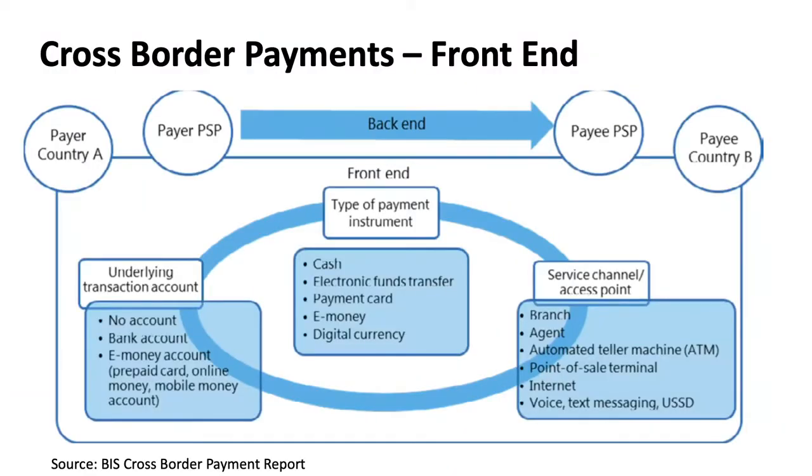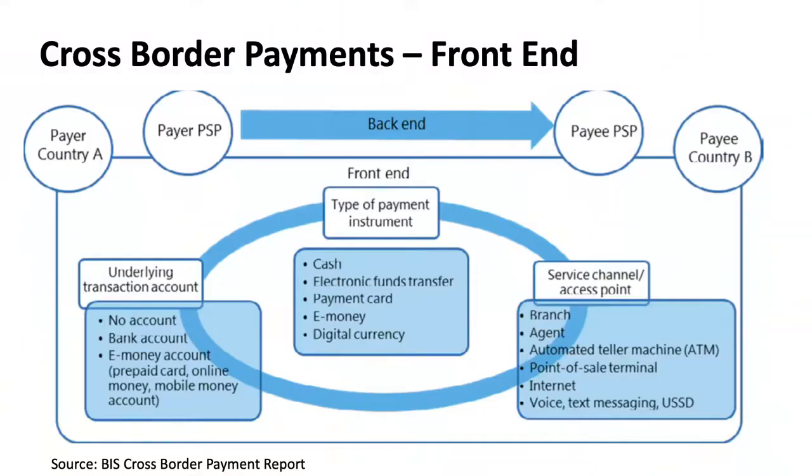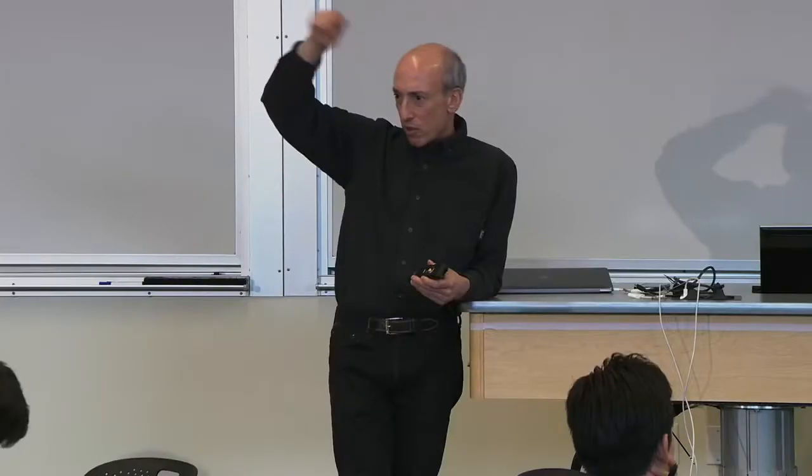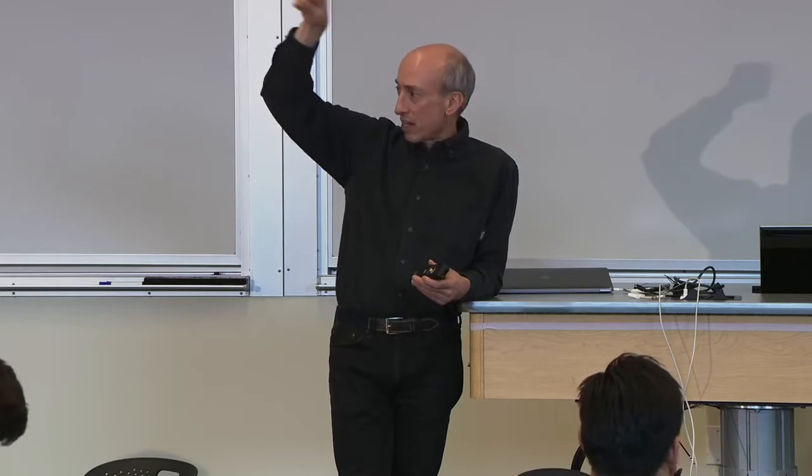So I'm not going to go through the details, but cross-border payments have more complexity. This is what I'll call the front end. You have a payer on the left and a payee on the right. Think of somebody in the US sending money to somebody in the Philippines, maybe. I need, on my side, a payment system processor. That's the bubble on the top. I need them to have some payment system processor.